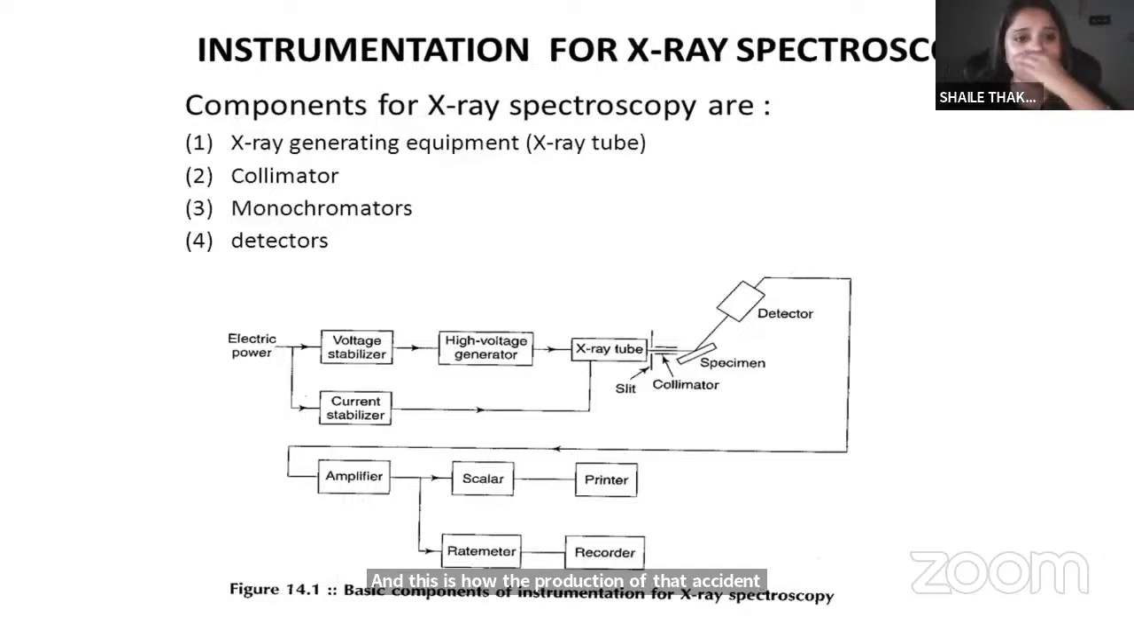In every X-ray spectroscopy, we are having this instrument, right? The instrumentation is X-ray generating equipment. Of course, in X-ray spectroscopy, we have the X-ray generating equipment which generates X-rays, okay? And because of the generation of the X-ray, of course, your X-ray will come and interact with the sample, right?